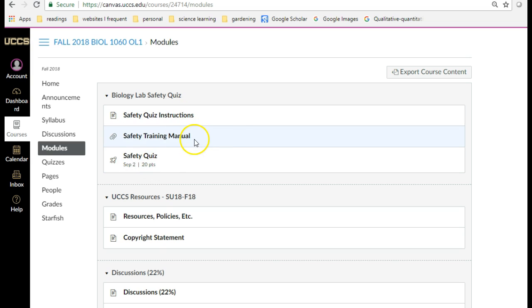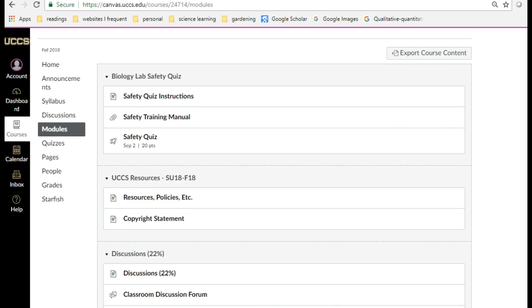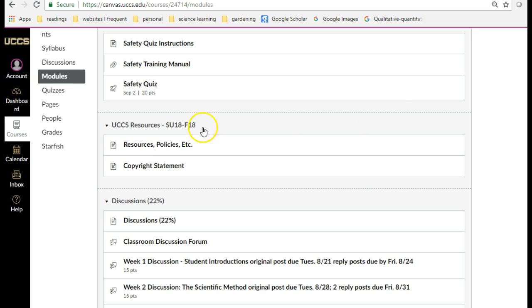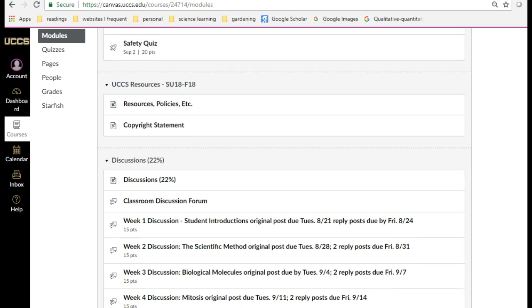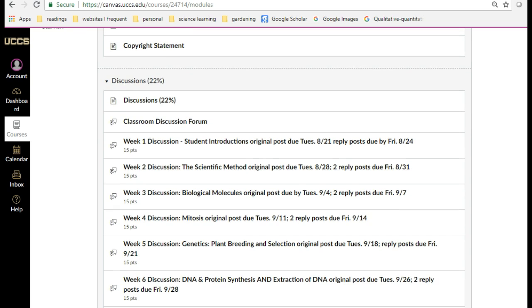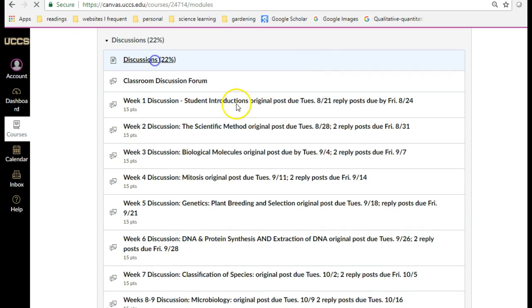This is basically just making sure that you will operate in a safe way, and this is an artifact from the in-class labs. So it might not be perfectly aligned, but it is a requirement and you need to get it done to be able to stay in the class. Here are some extra resources for you from UCCS. Now, here are those discussions we were just talking about.